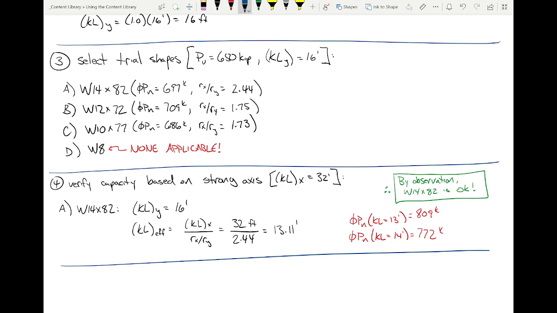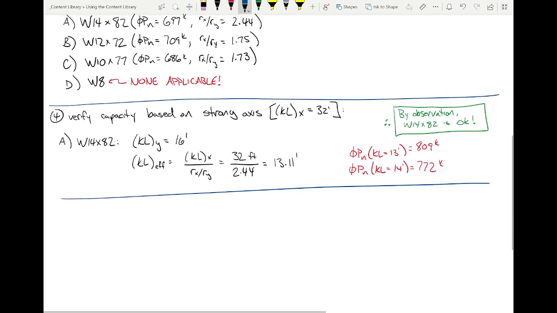With me so far? Okay, now, let's see if you're paying attention. So the W14 by 82 is okay. Let me ask you a question. If the W14 by 82 is okay, is there value in even assessing this section?